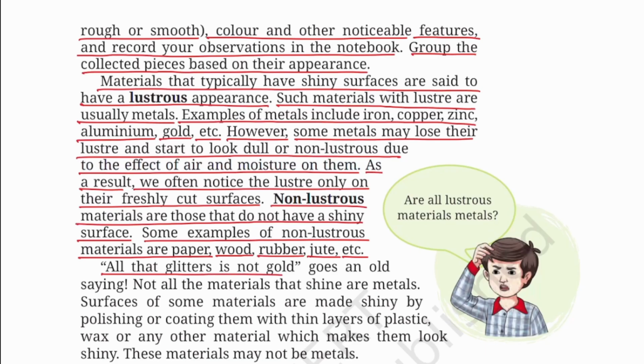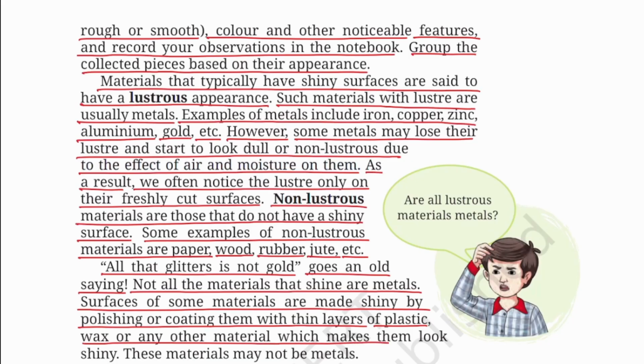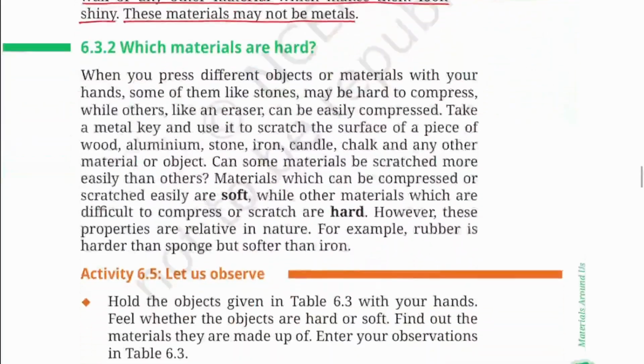All that glitters is not gold, goes an old saying. Not all the materials that shine are metals. Surfaces of some materials are made shiny by polishing or coating them with thin layer of plastic, wax or any other material which makes them look shiny. These materials may not be metals. Golan asks, are all lustrous materials metals?